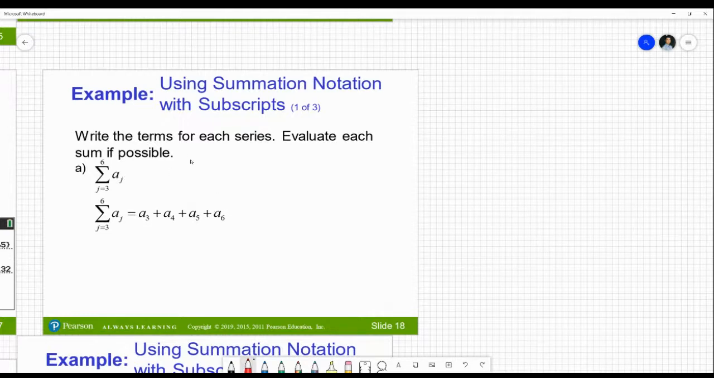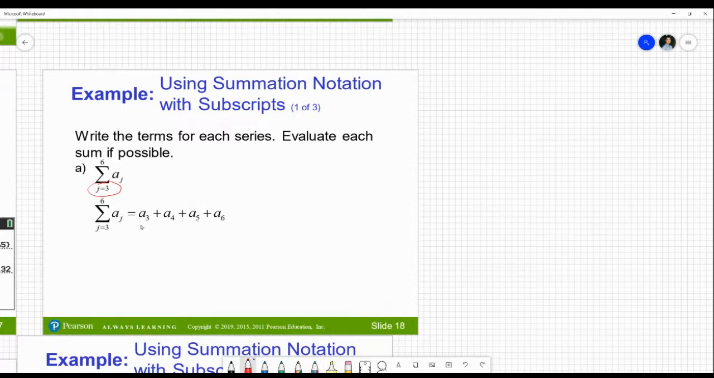Okay, so write the term for each series, which is expanding here. Notice that this is not really a series because it doesn't start at 1. We just call this a summation. So this is our starting point. So A3, A4, A5, A6.